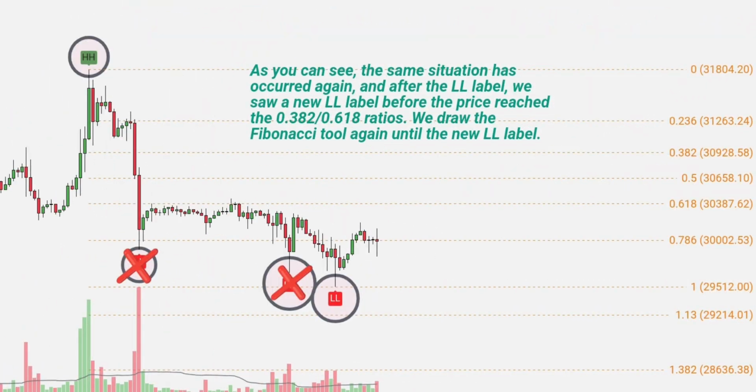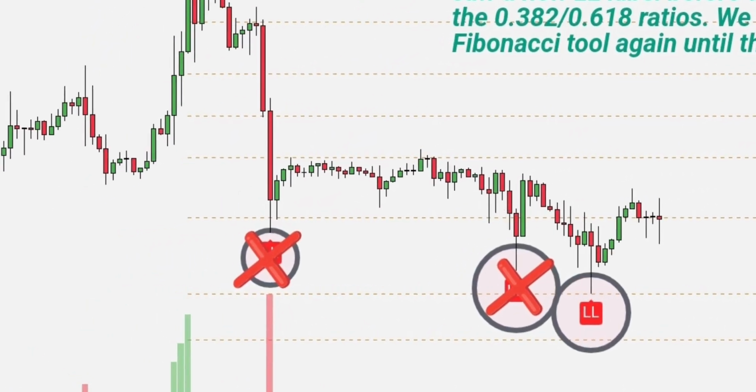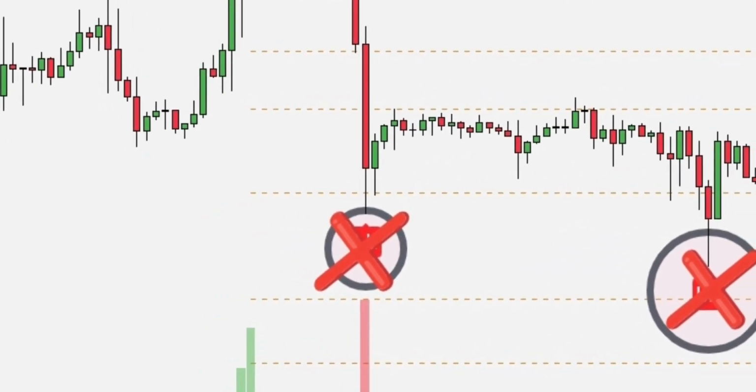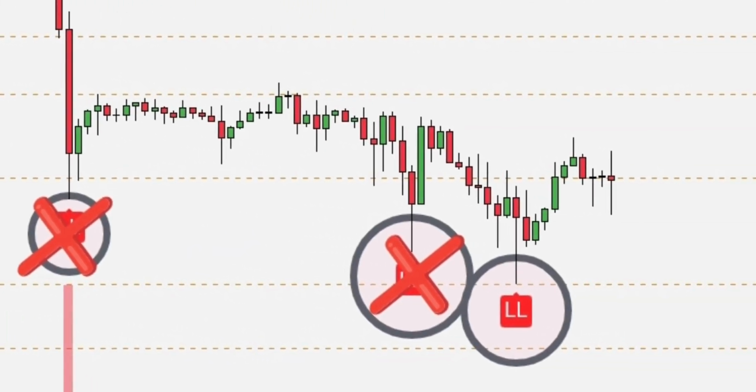As you can see, the same situation has occurred again, and after the LL label, we saw a new LL label before the price reached the 0.382-0.618 ratios. We draw the Fibonacci tool again until the new LL label.